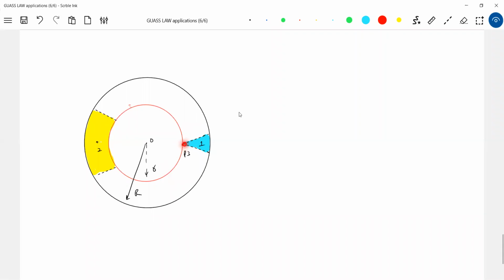Just one small idea I'm giving. Because of symmetry, the field this sector contributes here will be in this direction. Due to this, it will be like this, and due to 2, it will be like this. So this will be E1, this will be E2, and E1 will be equal to E2.